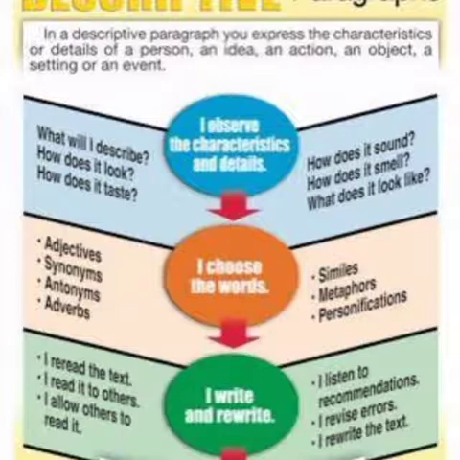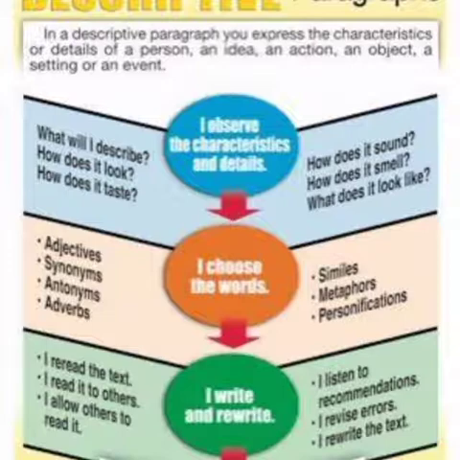So let us look at the first point. I observe the characteristics and details. It means, what will I describe? How does it look? How does it taste? How does it sound? How does it smell? What does it look like? The second point, I choose the words. It comprises of these 7 words, that is adjectives, synonyms, antonyms, adverbs, similes, metaphors, and personifications.